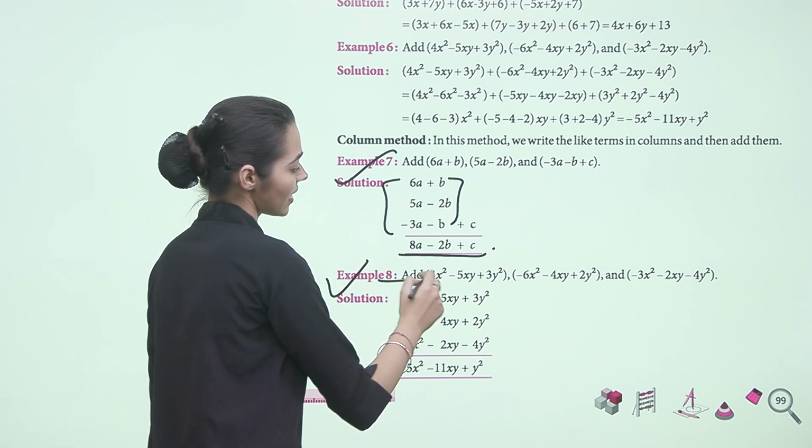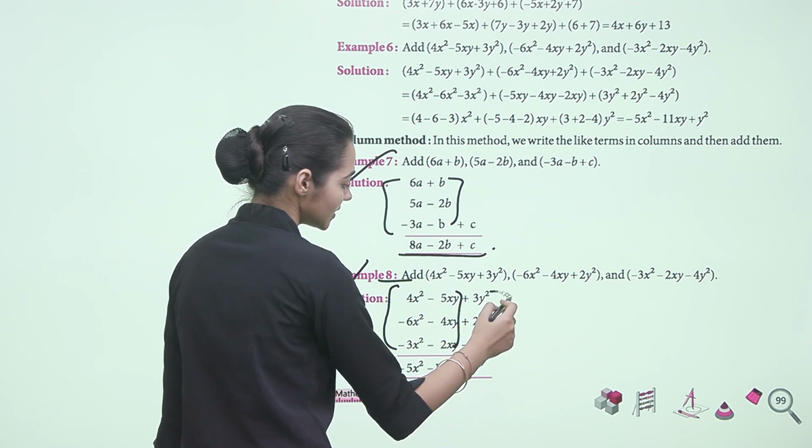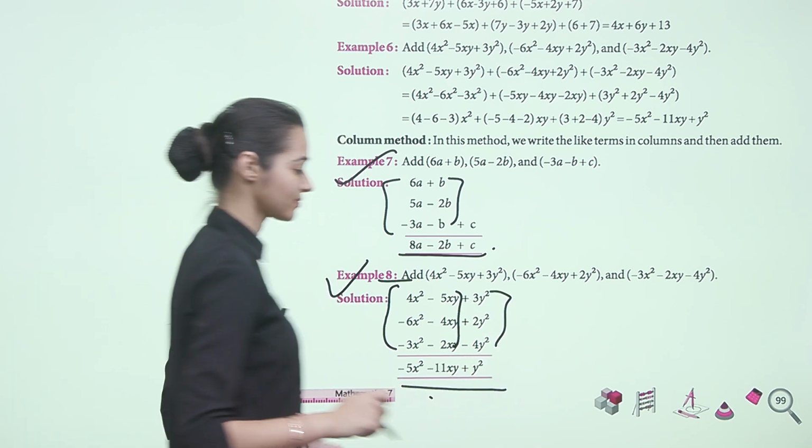Again in example number 8 we have to add these column wise. So we put all the equivalent terms in the column and then we are adding. So it is minus 5x square minus 11xy plus y square.